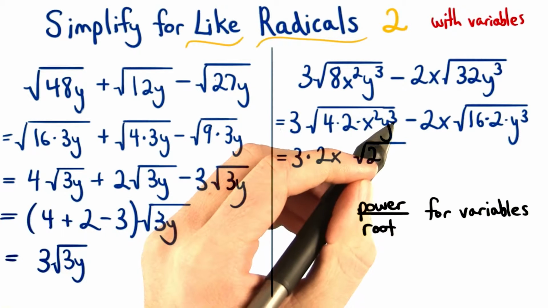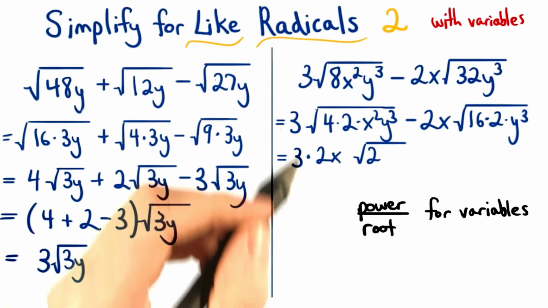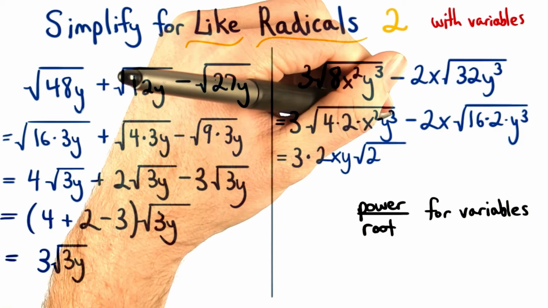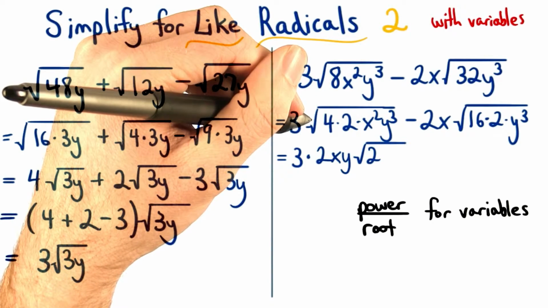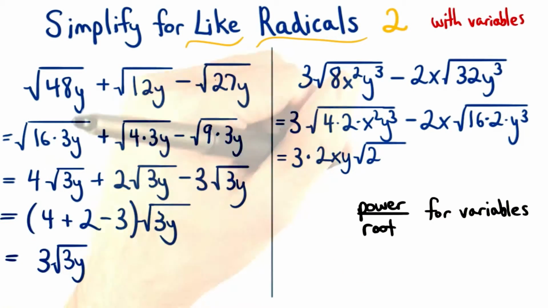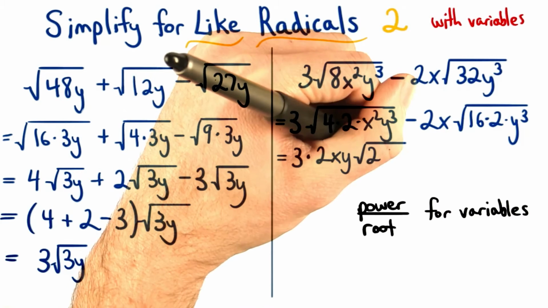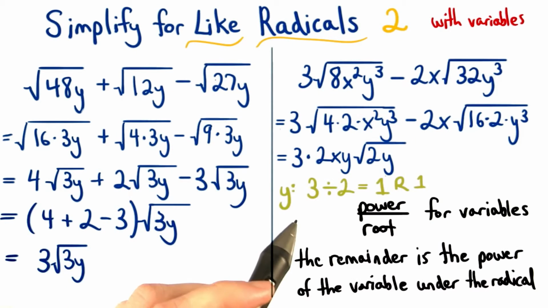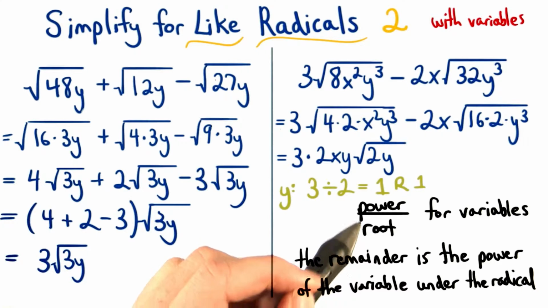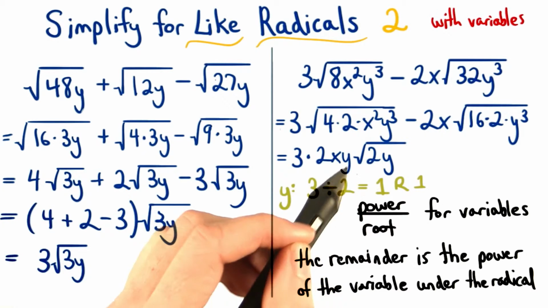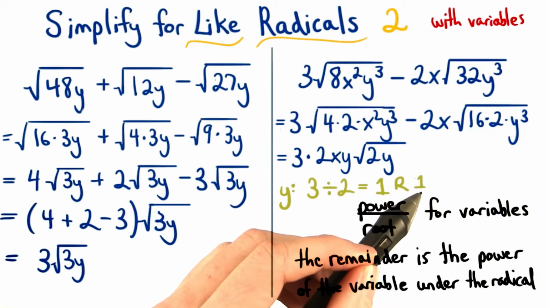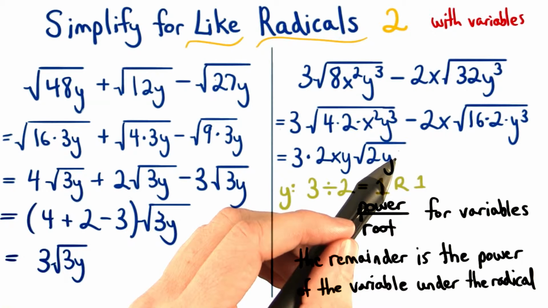For y, we'll do 3 divided by 2, because our index is a 2 here. We know 3 divided by an index of 2 equals 1 remainder 1. This means 1y comes out and 1y stays in. We saw this before when we were simplifying roots earlier. We use power divided by root, and this number indicates the power outside of the radical, where the remainder indicates the power inside the radical.